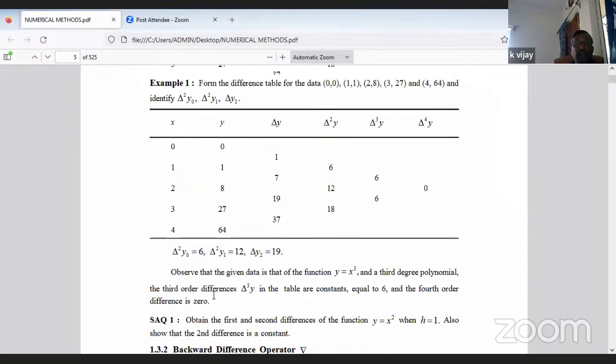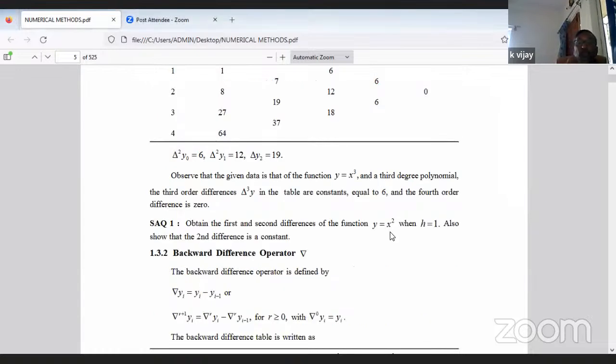Again, what are the values we are writing? Del square y0 is 6, del square y1 is 12, del square y2 is 18. So these values are perfectly written here. Observe that the given data y equals x cube is a third degree polynomial. The third difference, del cube in the table, is constant and equal to 6, and the fourth order difference del 4 y0 is 0. We are taking that value here.